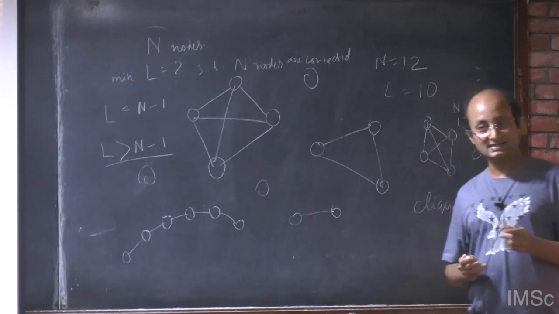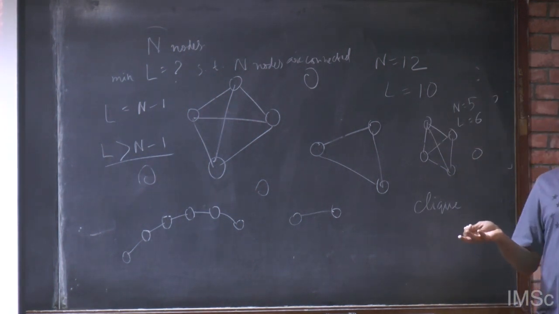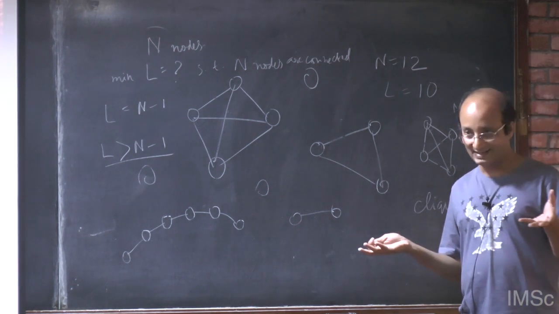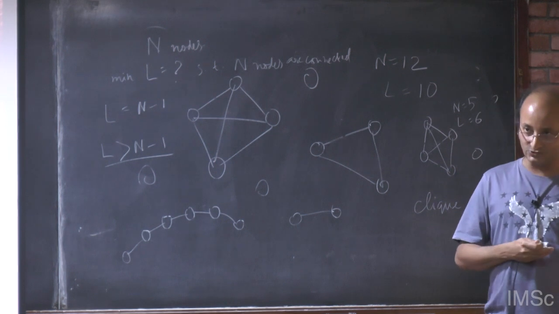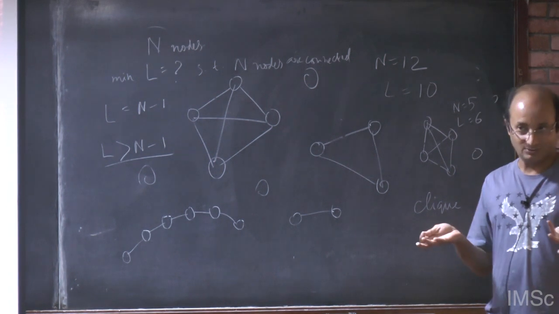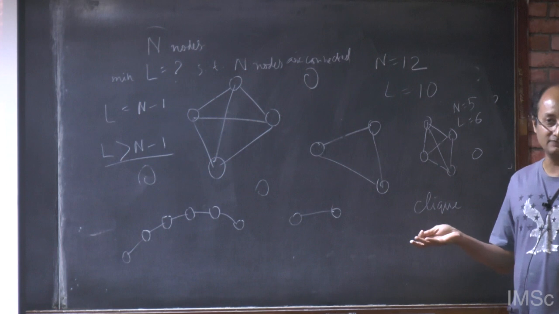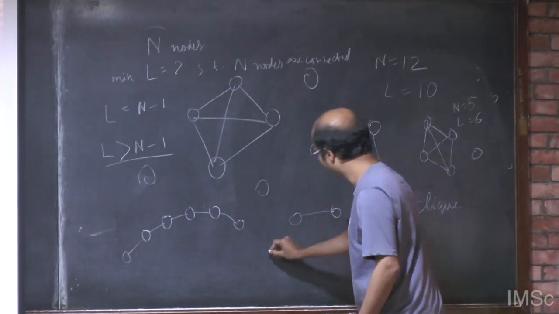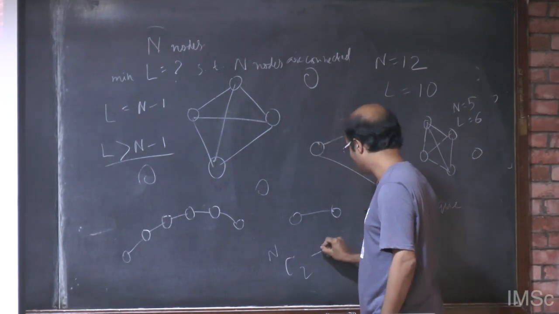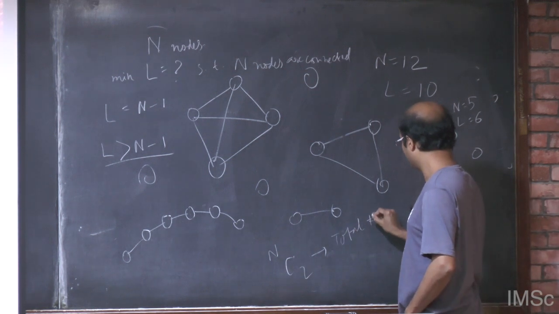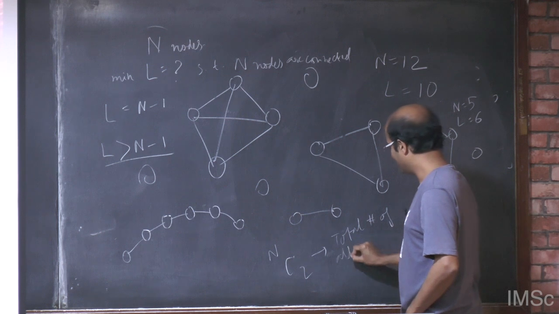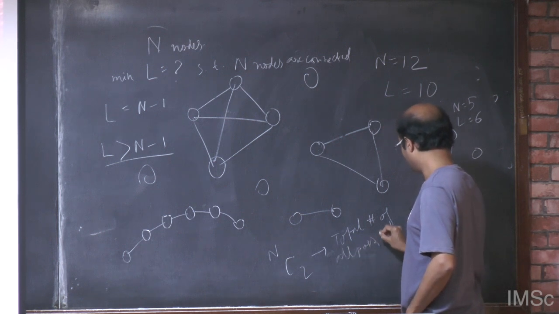However, if you're considering undirected networks, then a connection from A to B would also imply a connection from B to A. So in a sense, you're double counting, right? So you have to take a factor of half. Okay, so that's why you have a number NC2. So this is the total number of all possible edges between n nodes.